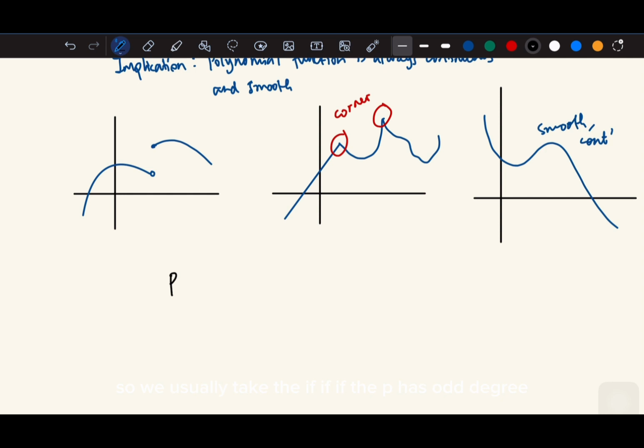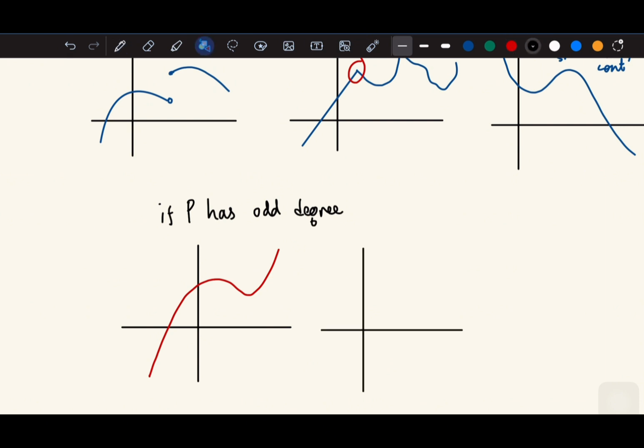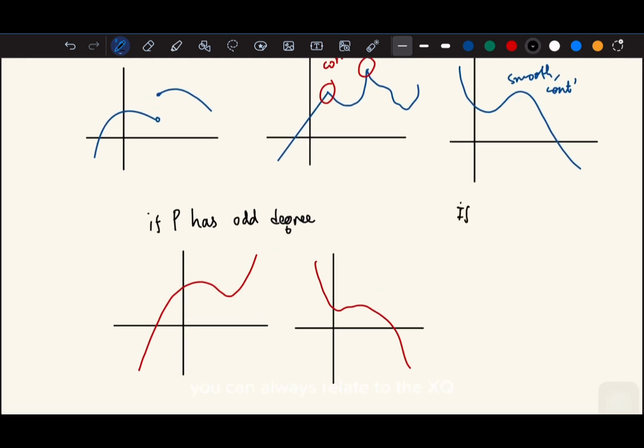So we usually take, if the p has odd degree, you will have something like this, or like that. You can always relate to the x cubed. x cubed is something that is easy to recognize. It goes like this, and then the other part is going here, right? And for the even degree, you can always relate to your simple x squared.